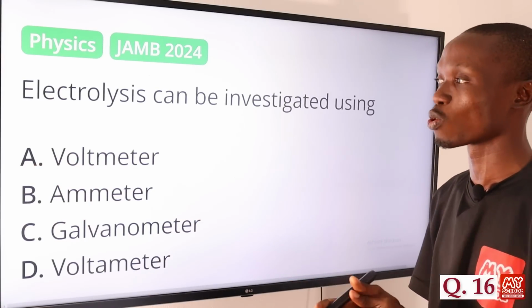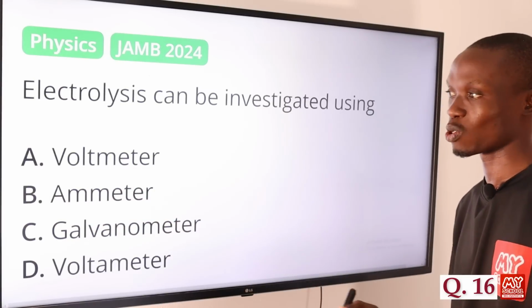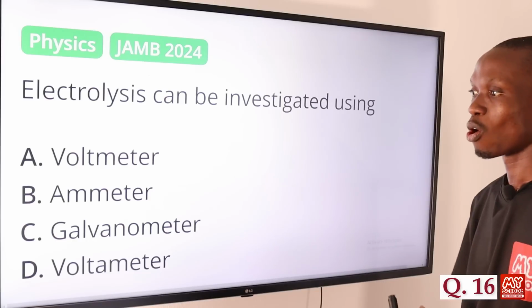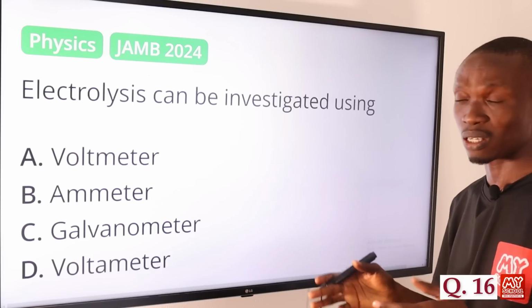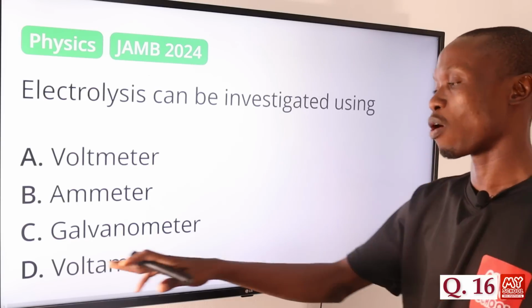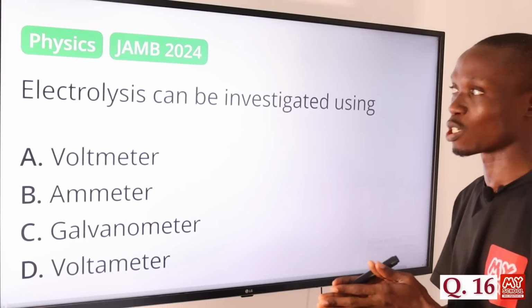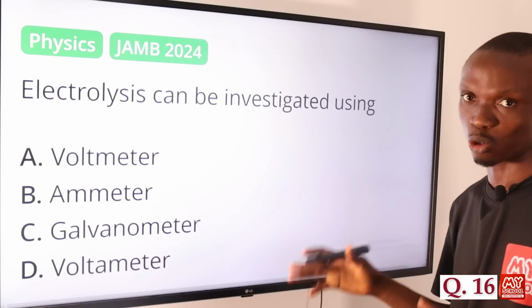So a voltmeter is used to measure voltage in a circuit, while B, we have ammeter. An ammeter is used to measure current flowing in a circuit, while C, we have galvanometer. A galvanometer is a sensitive device used to detect and measure small current, while option D, we have voltammeter. So voltammeter is actually the instrument that can be used to investigate electrolysis.